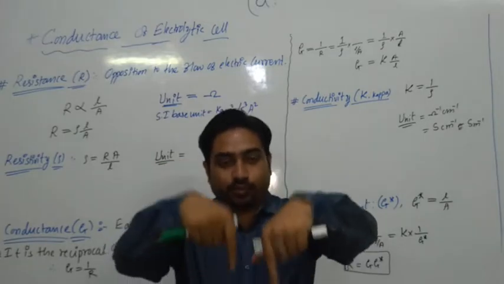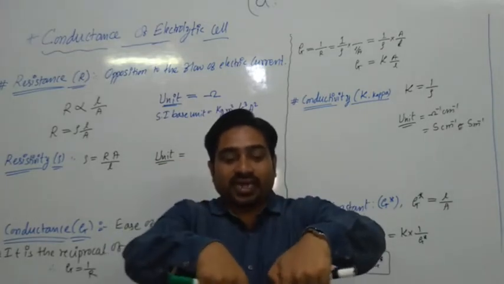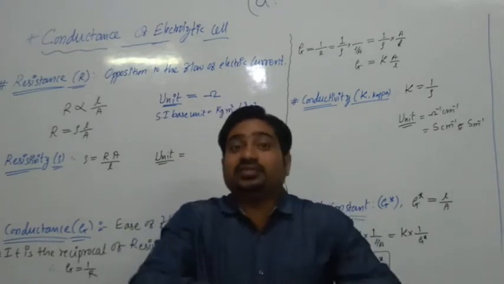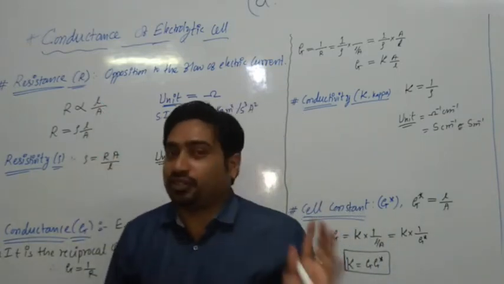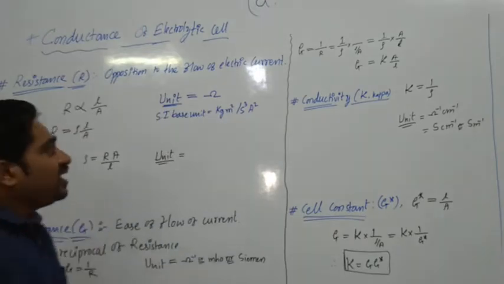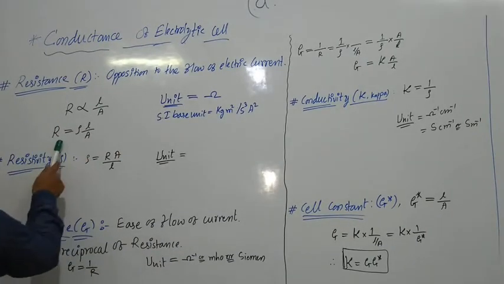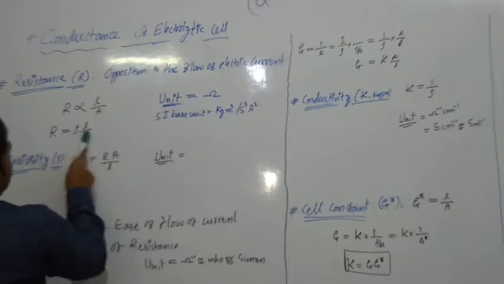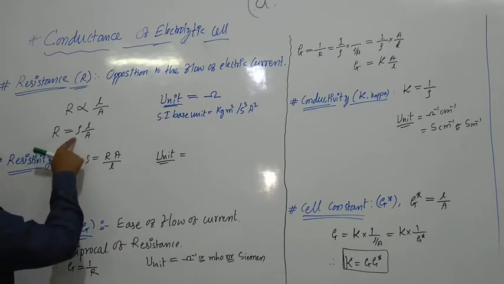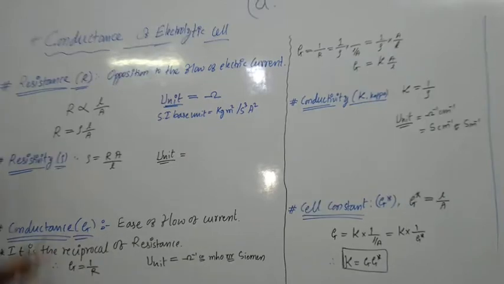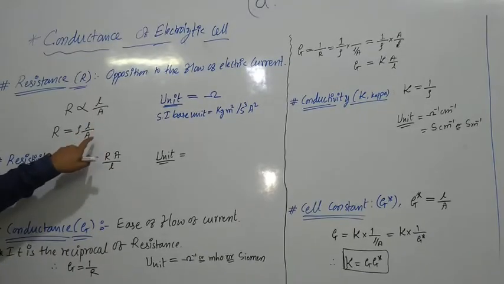If I put the electrode in the electrolytic cell, there is a distance between the two electrodes. That distance is called L, and A is the area of the electrode. So now mathematically we can simplify this: R is equal to rho into L divided by A.